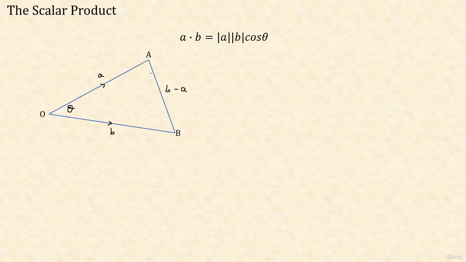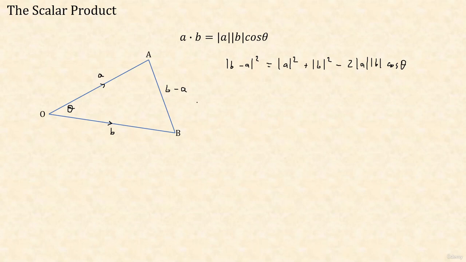Now, if I'm just thinking about the lengths of these lines, the cosine rule would tell me that the length of the opposite side squared is the length of one of the sides squared plus the length of one of the other sides squared minus 2 times those lengths times cos of the angle between them. So you can already see something that resembles this dot product over here.